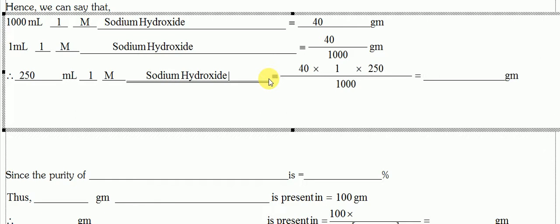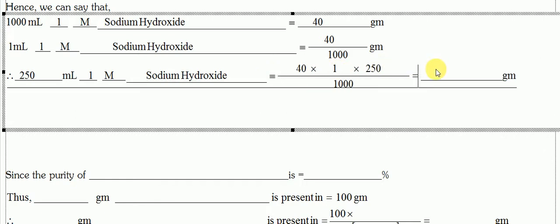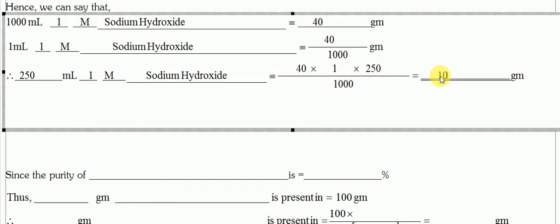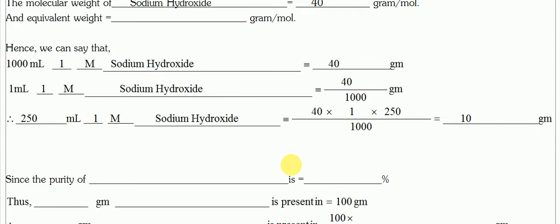Okay, and the answer is 10 gram. Calculating this one, we will find that this is 10 gram. Okay, actually in your laboratory manual you will have only this line and this line. You have to fill up this line, then you have to fill up this line, and you have to fill up this position also.